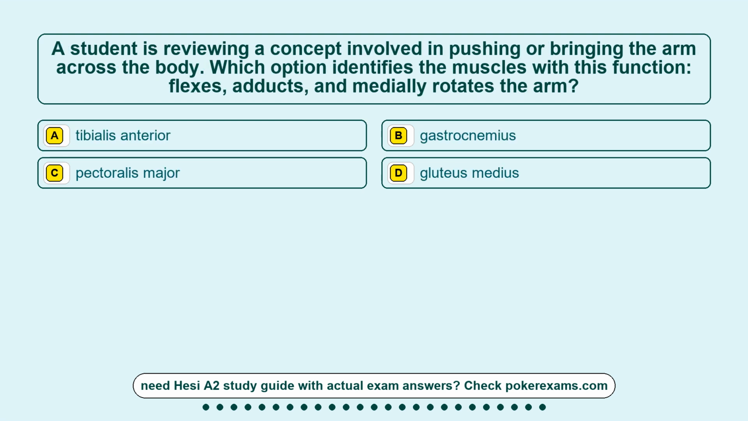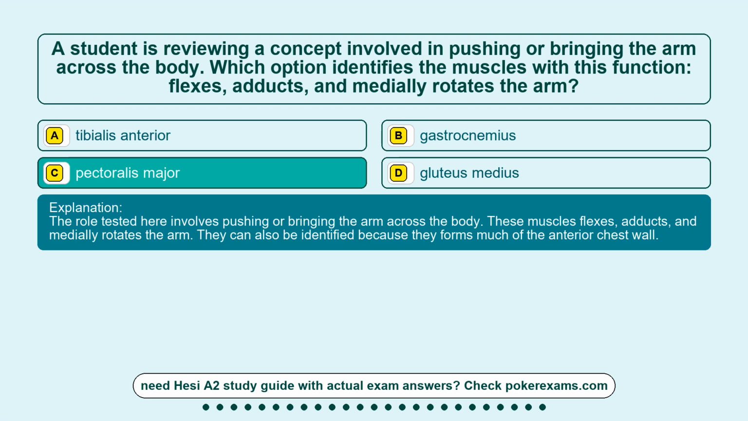Question 21. A student is reviewing a concept involved in pushing or bringing the arm across the body. Which option identifies the muscles with this function, flexes, adducts, and medially rotates the arm? Option A, tibialis anterior. Option B, gastrocnemius. Option C, pectoralis major. Option D, gluteus medius. The correct answer is option C, pectoralis major.